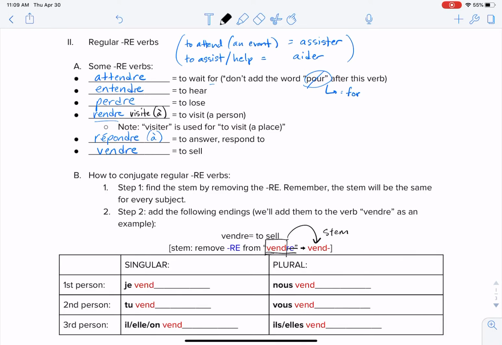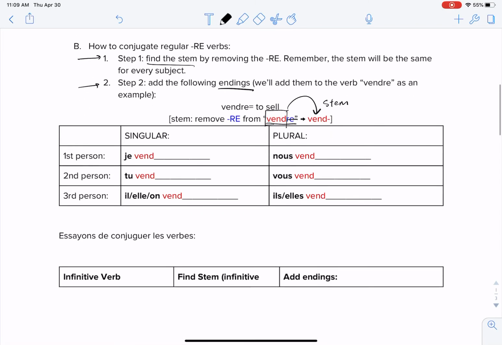Second step, so first step, find the stem. Second step, add the endings. So here are our endings. Je ends in the letter S. Je vends. Tu also ends in S. Tu vends. Il, elle, on vend. There's actually no ending here. You don't add an ending. Very simple. Il vend. Elle vend. On vend. À Starbucks, on vend du café. At Starbucks, they sell coffee.